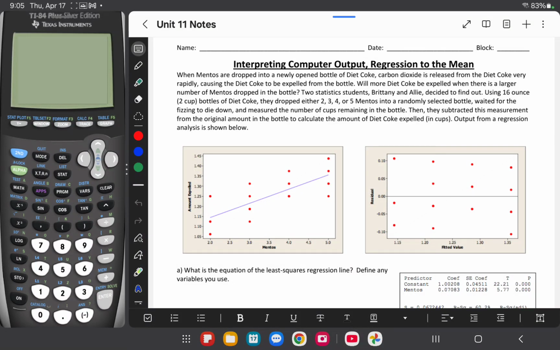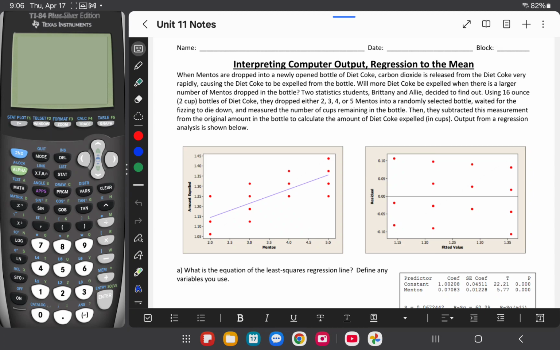All right, guys. So in today's video, we're going to be taking a look at how to use computer output in order to find least squares regression lines. The context that we're going to be using for that is going to be Mentos and Diet Coke. I'm hoping that you understand kind of what's going on here. If not, just watch a couple YouTube videos about putting Mentos and Diet Coke. It's a lot of fun, makes a big mess, and so on. Essentially what these two students were looking at is how much Diet Coke is expelled based on the number of Mentos that were put into the bottle.